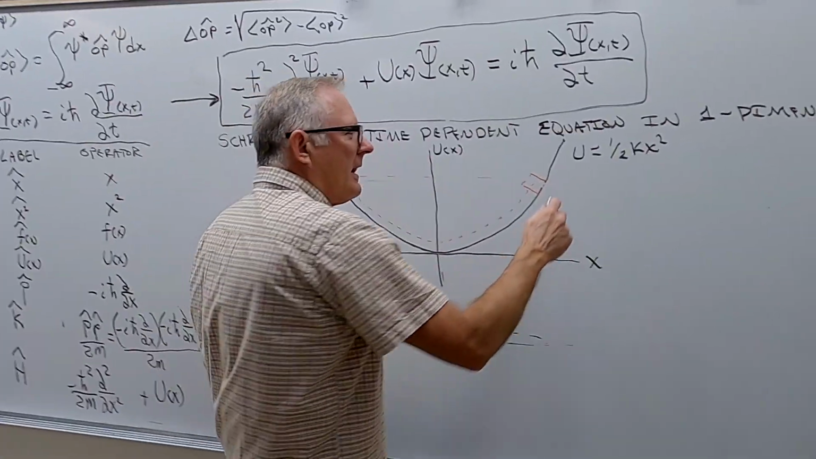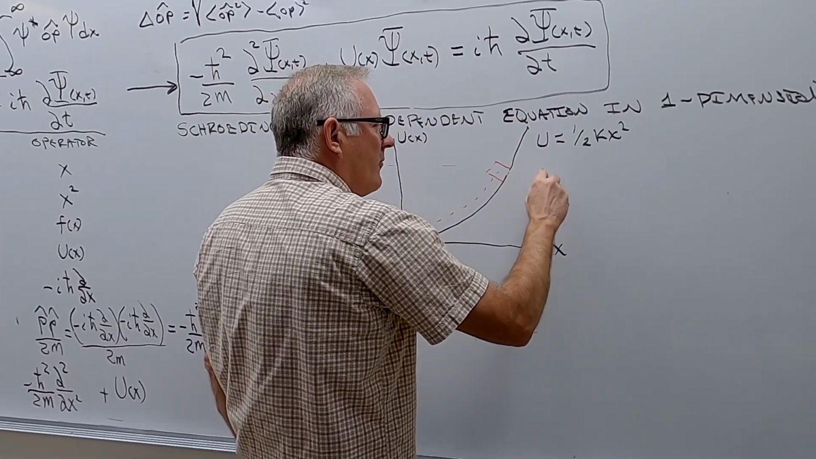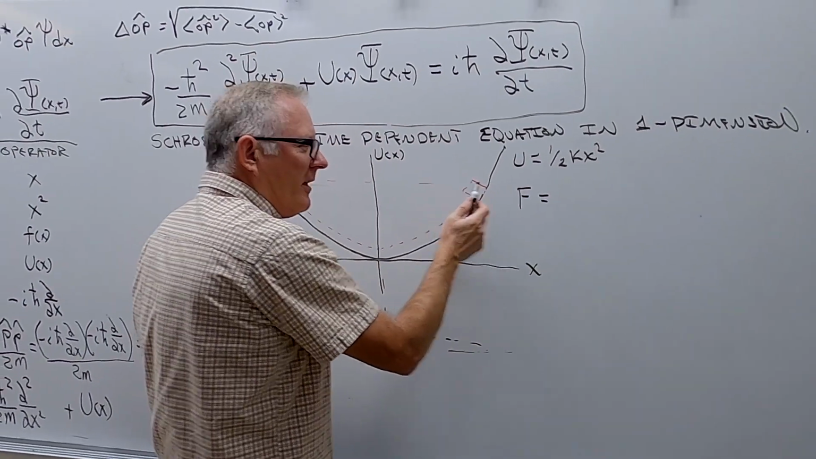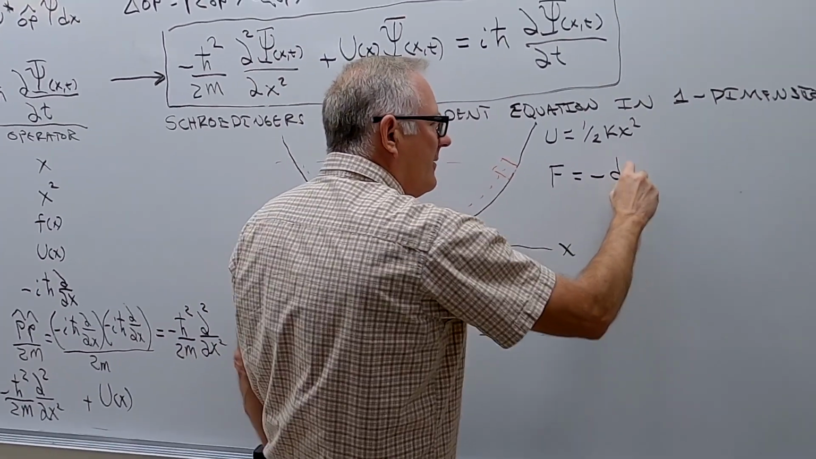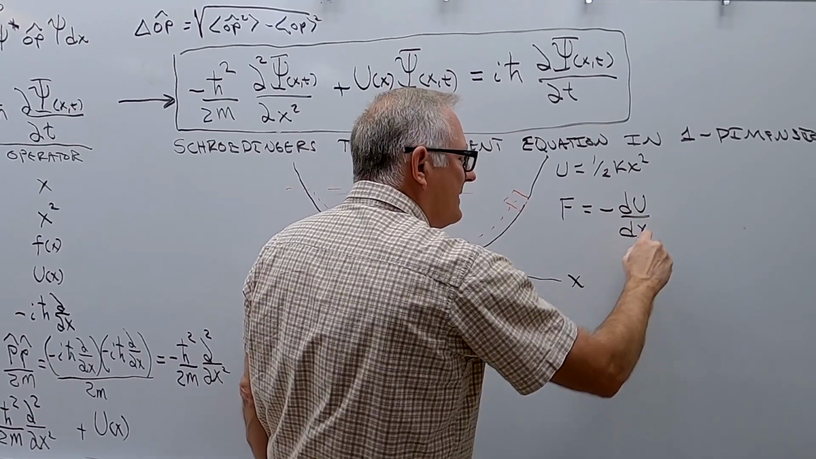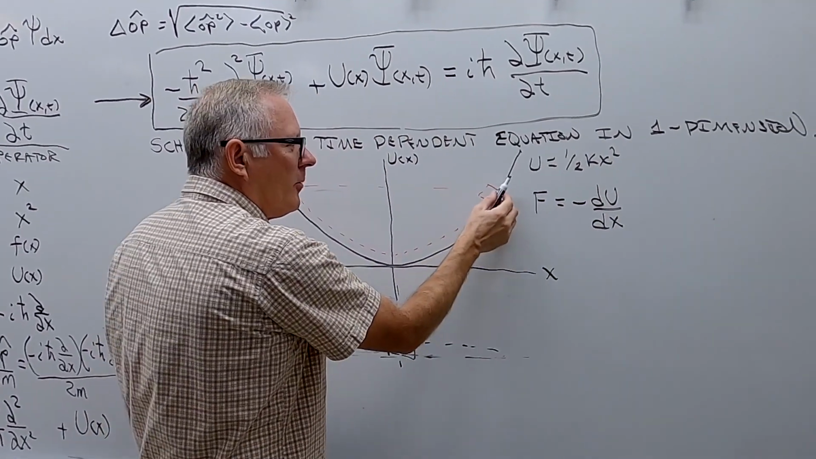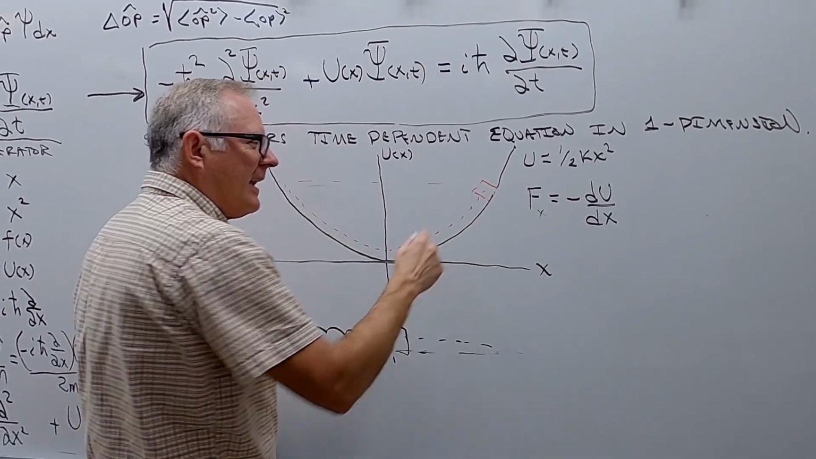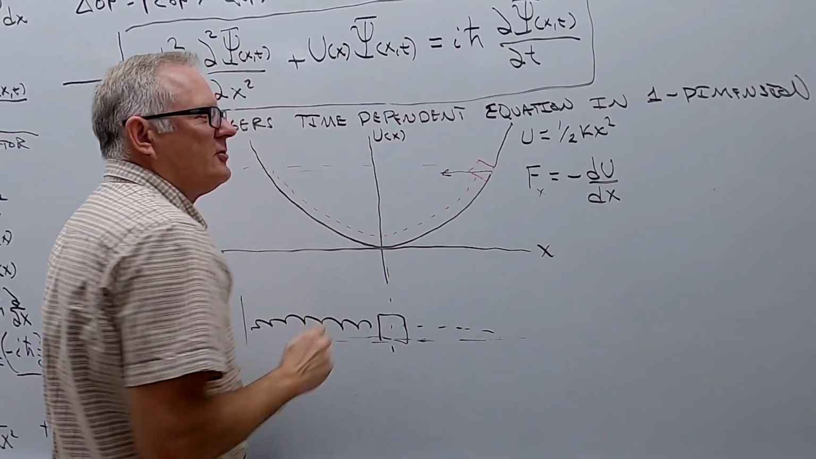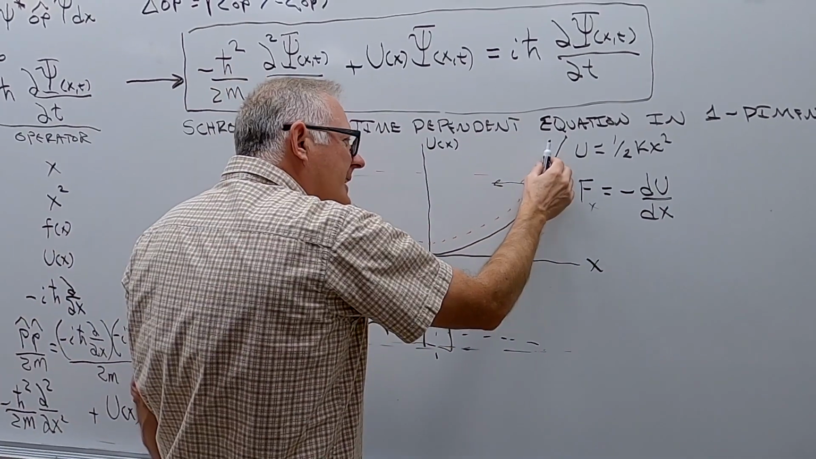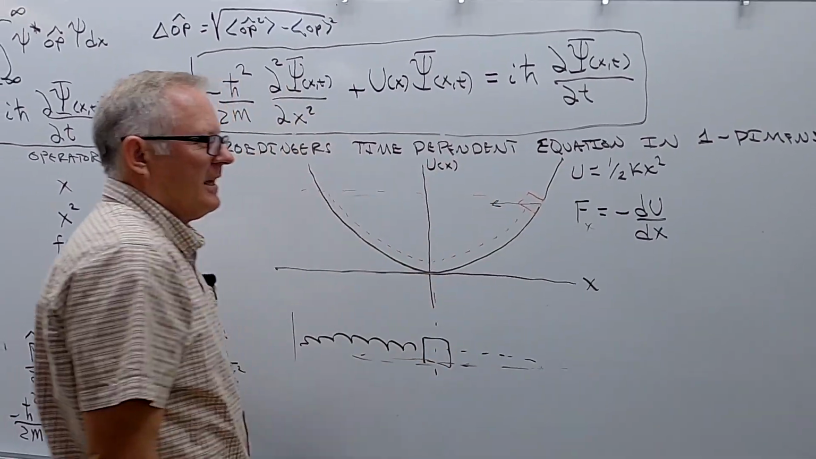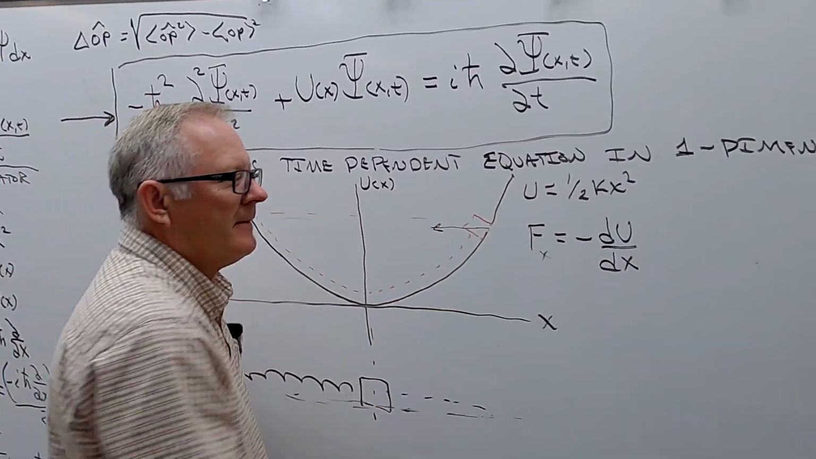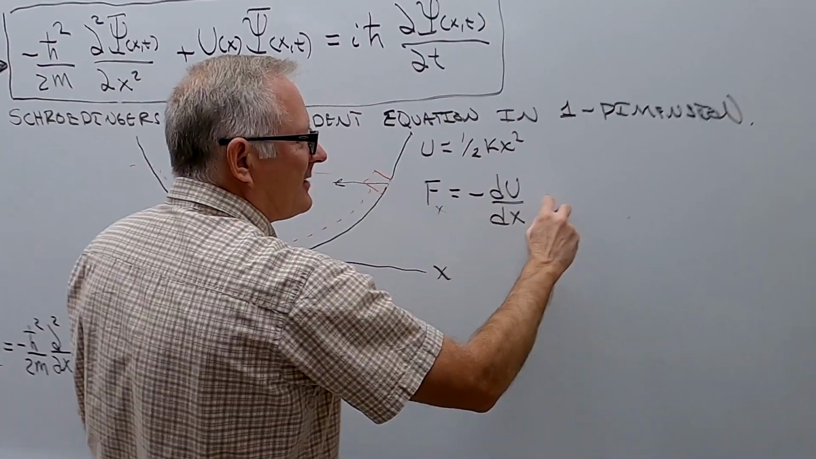And from classical mechanics, we know that the force is minus the slope of that. It's actually minus the derivative of u with respect to x. You notice the slope is positive, the force in the x direction is negative. The force is in that direction. And the steeper this gets, the larger the force is. If we take the derivative of this, we just get minus kx, which is Hooke's law.